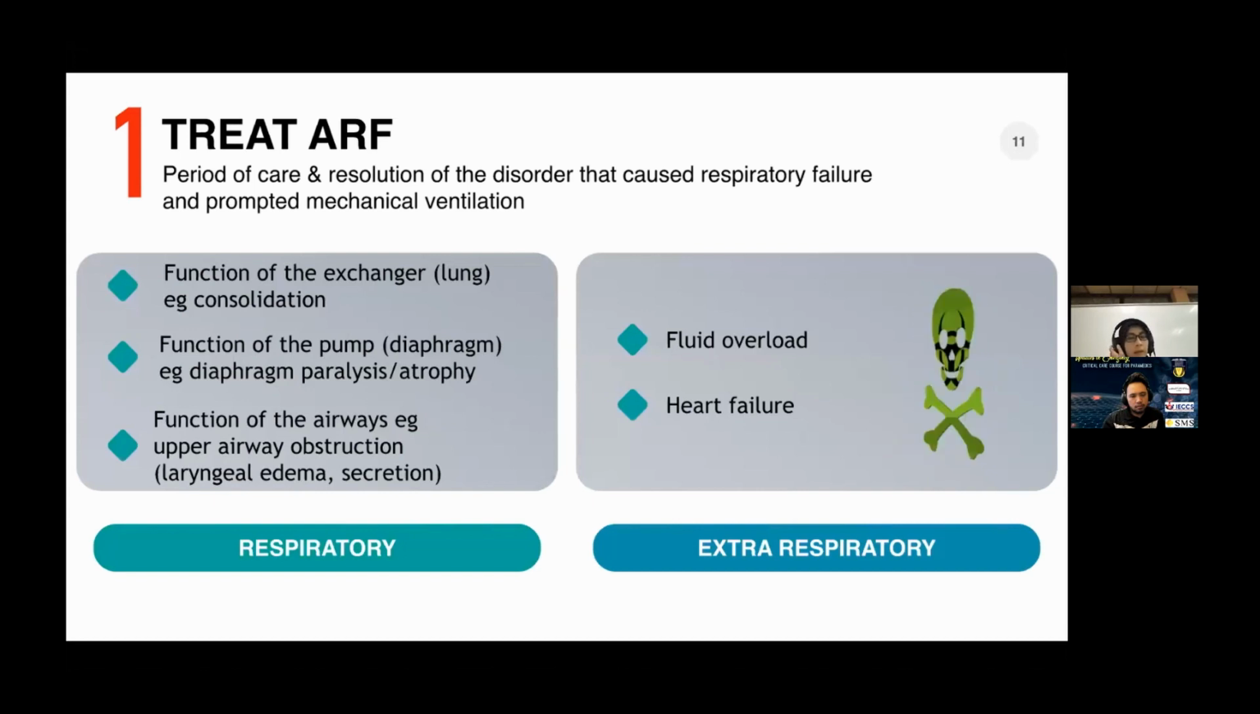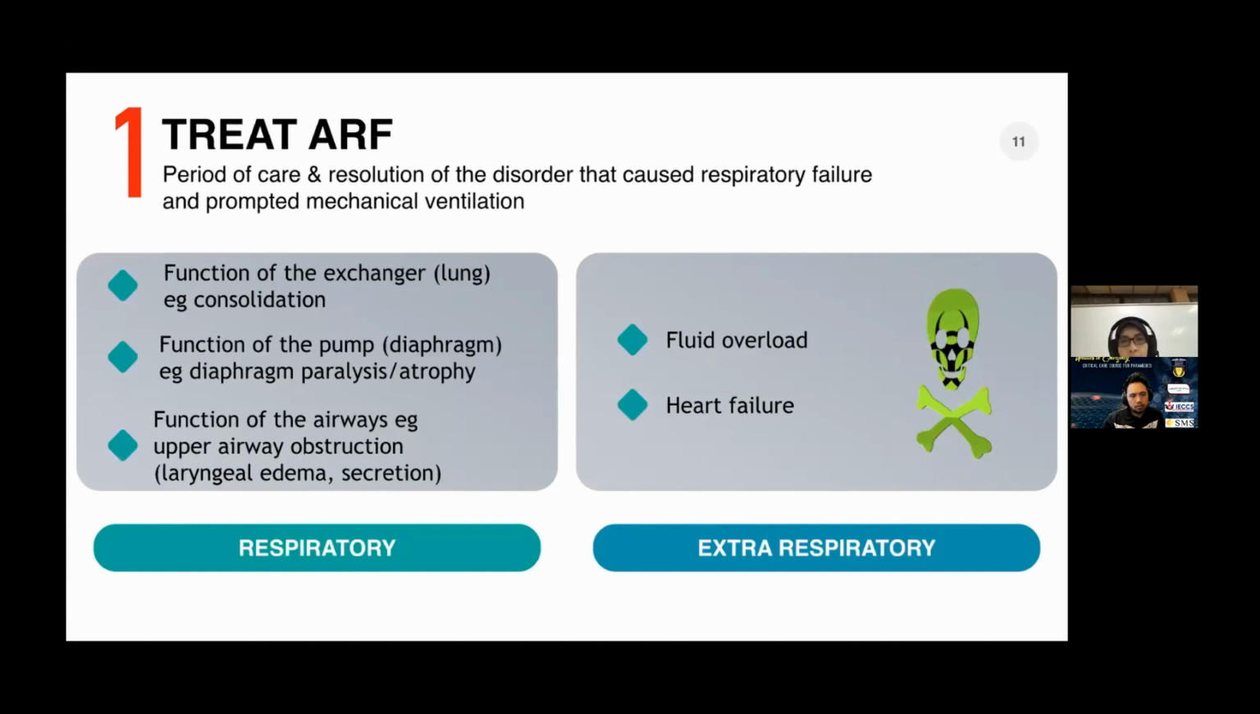And then have a look at the extra-respiratory problem where the patient has fluid overload or heart failure. If they present to you with these two types of problem, you need to start the patient on pharmacological therapy and manage them. You look at the heart again. Is the heart contraction improved? Is the ejection fraction improved? If the heart systolic function is improved, then you can proceed to the second stage, which is suspicion.